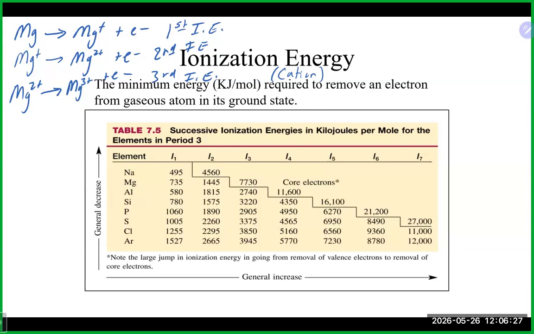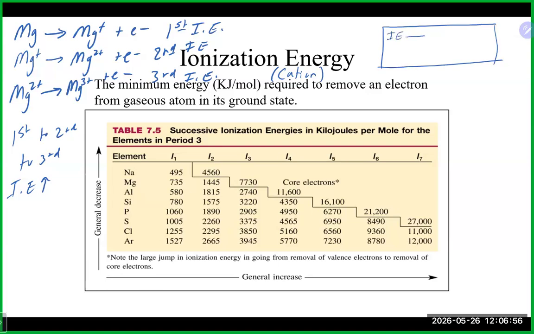So the general trend that we see in terms of first ionization energy to second to third and fourth is that ionization energy increases as you continue to remove electrons. So the first ionization energy is typically smaller than the second, which is smaller than the third, and so forth. The general trend for first ionization energy, when you look at the periodic table, is that it increases as you go up and to the right and decreases as you go down.